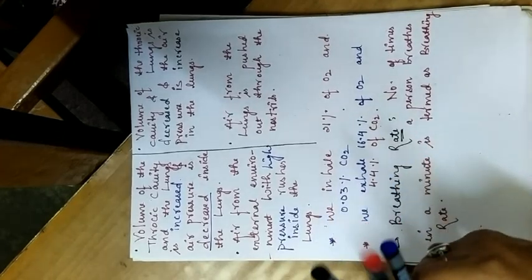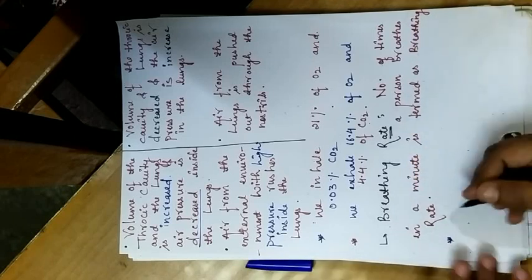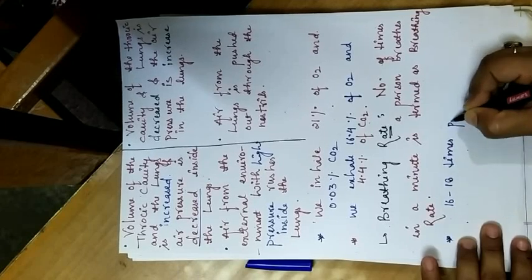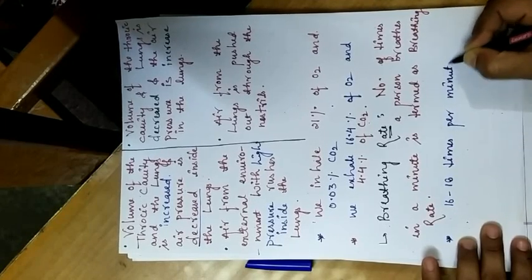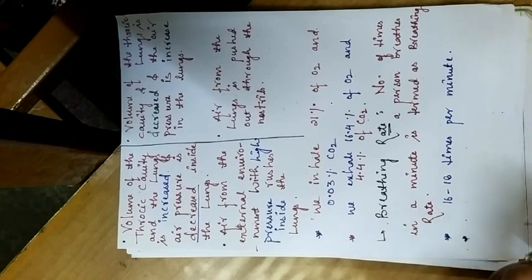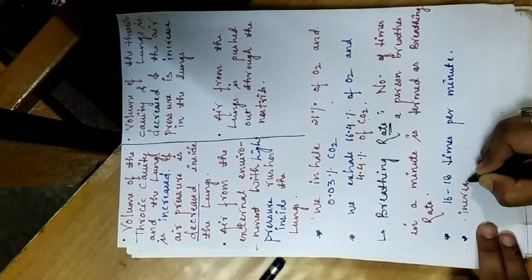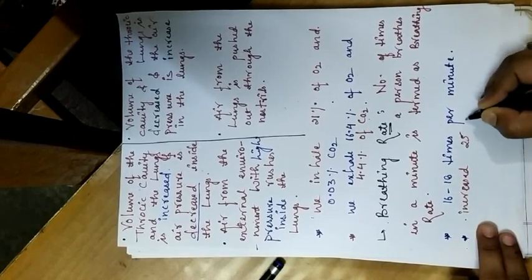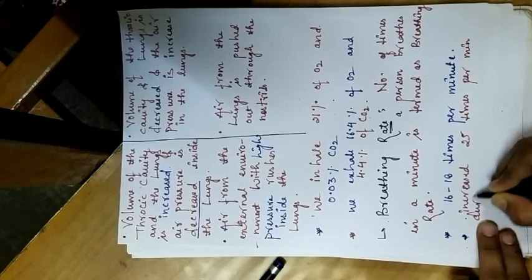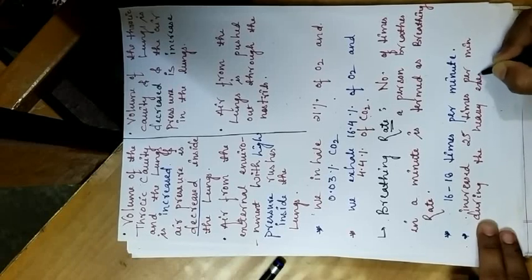One more important point to note. Normally we breathe 16 to 18 times per minute, and during vigorous exercises, fast running or heavy exercises, this rate is normally increased up to 25 times per minute during the heavy exercises.